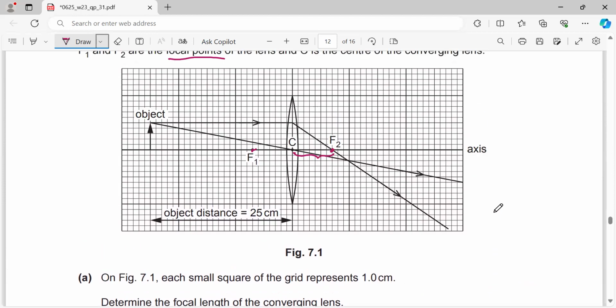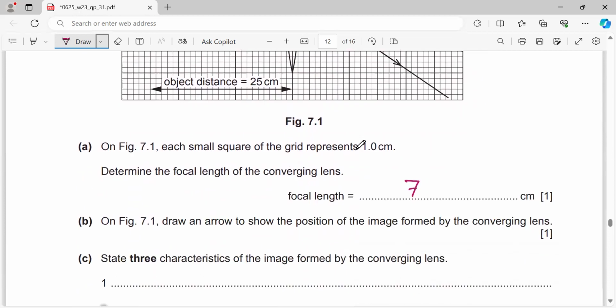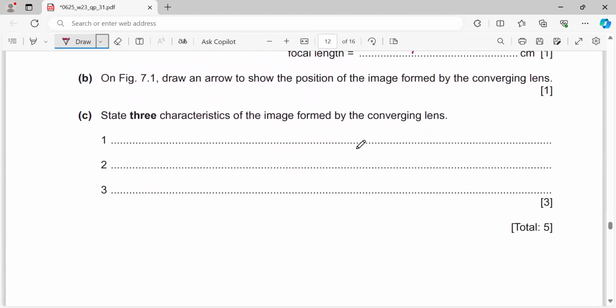On figure 7.1, draw an arrow to show the position of the image formed by the converging lens. This is the image. State three characteristics of the image formed by the converging lens. One, the image is real. Two, the image is smaller than the object.